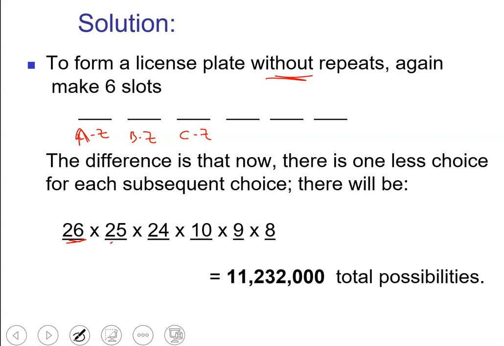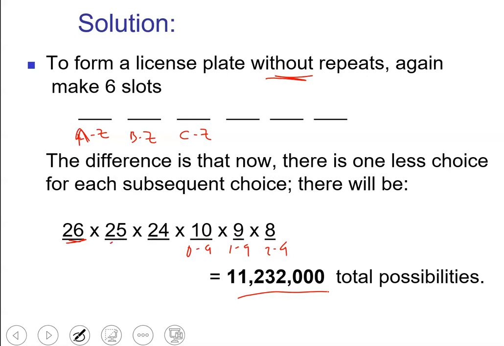And it works the same for the numbers. So I initially have all my numbers, 0 through 9. And now I take one away, and then I take another one away. So now I multiply those all together, and that gives me a total possibility of 11,232,000. Okay, so again, this is forming a license plate without repeats.